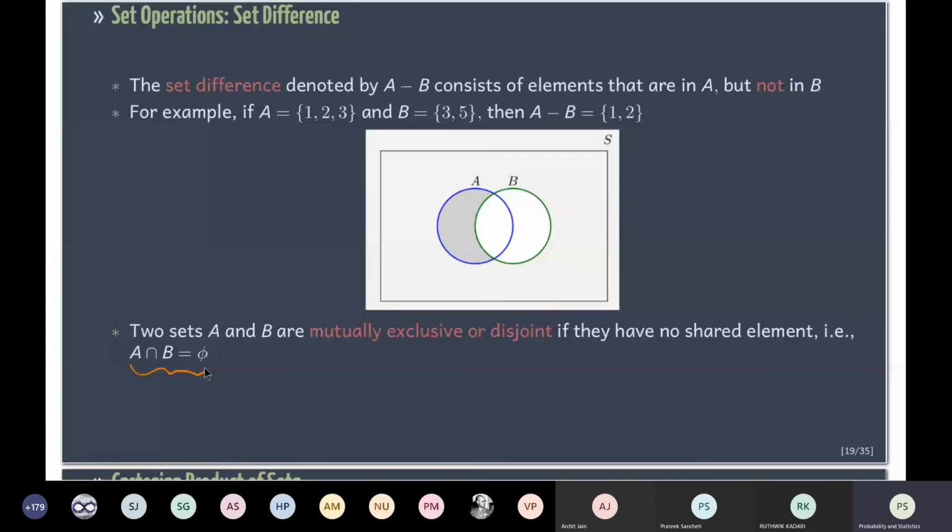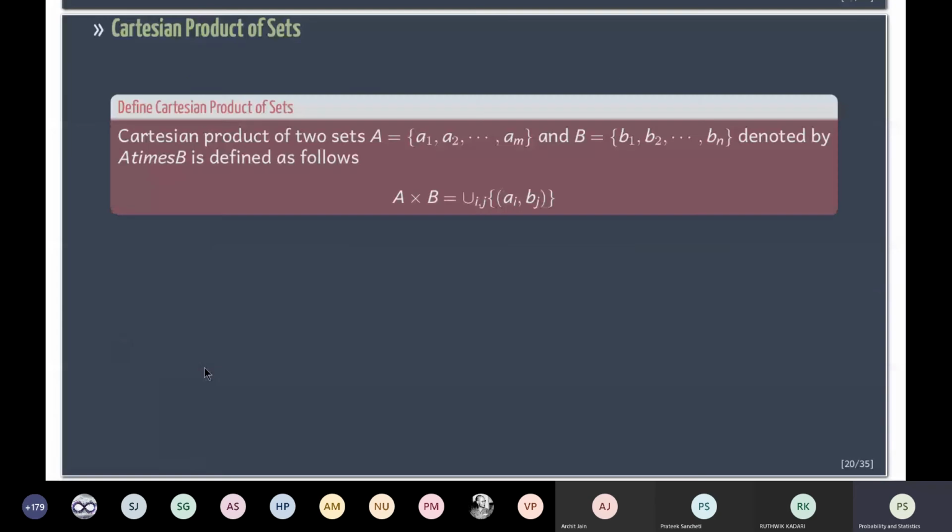Okay, so something called disjoint events and so on. We can also define the Cartesian product of two sets. Let us see what it means. There is a typo here. Set A consists of elements A1 to Am. Set B consists of elements B1 to Bn. Then A Cartesian product B.